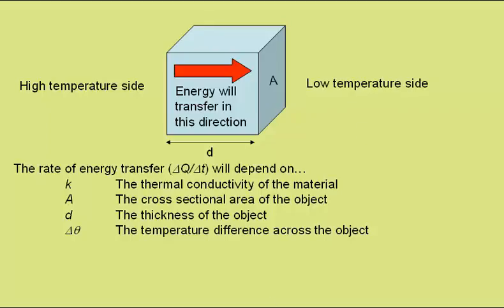Putting these factors together leads us to the equation delta Q by delta T is equal to K A delta theta over D, where delta Q by delta T is the rate of energy transfer, which will be in joules per second, K the thermal conductivity of the material, so a better conductor will have a larger value of K, A the cross-sectional area of the object, delta theta the temperature difference between the two sides of the object, and D the thickness of the object.